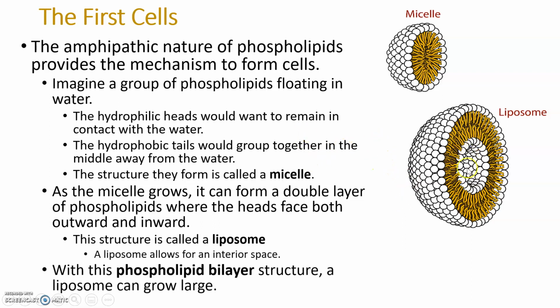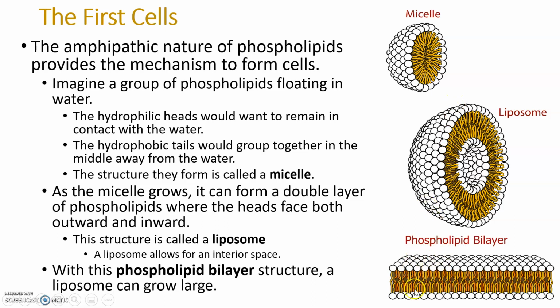So again, this liposome allows for that interior space, which is important for a cell. And this is what we call the phospholipid bilayer. So bi means two, so we have two layers of phospholipids. And with this general structure, we can get cells that are quite large. This phospholipid bilayer can grow, that inner cavity can grow, and you can start to get a lot of material inside that inner cavity. So here's the phospholipid bilayer, heads on top, heads on bottom, tails in the middle where it's dry.